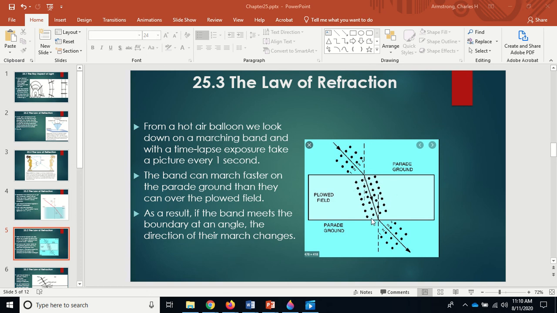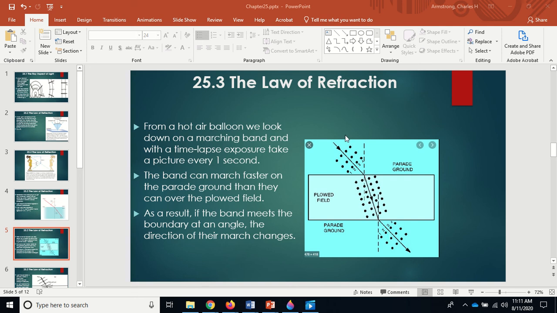Now when they get out here, this guy's going to get out to the parade ground and start moving faster. I wish they had more details in between here on this picture. I got it off the internet. But you can see that this guy's going to start moving faster. Now they should be moving faster. There's a little bit greater distance between them. All right, so this is like the wavefront that we talked about earlier. This is the ray, the direction that the band is traveling in.